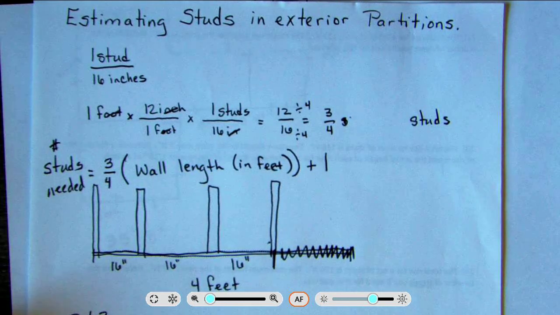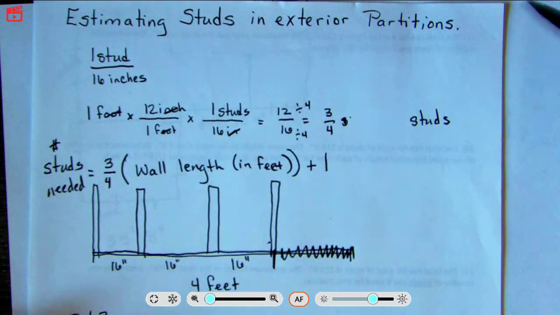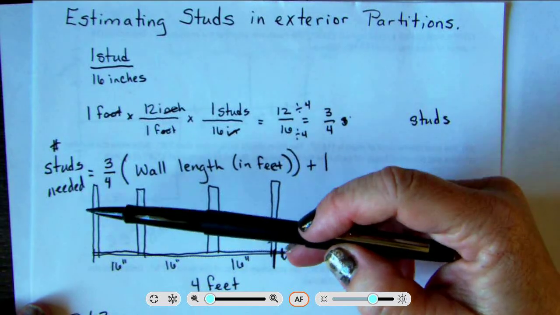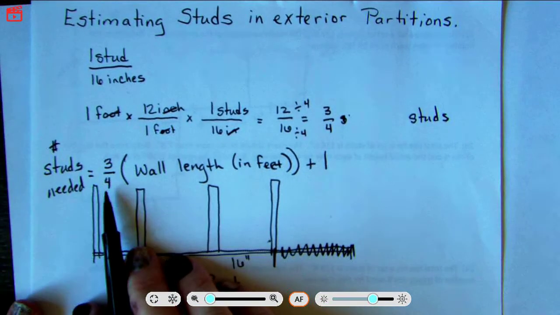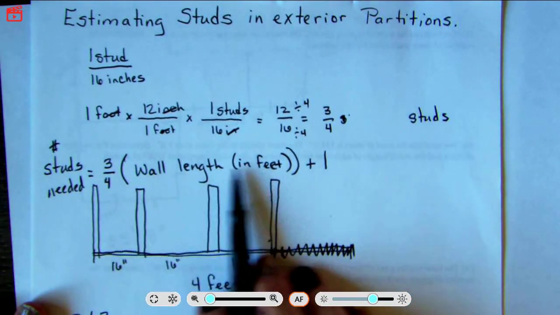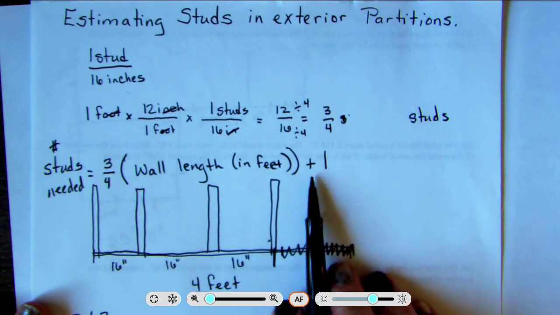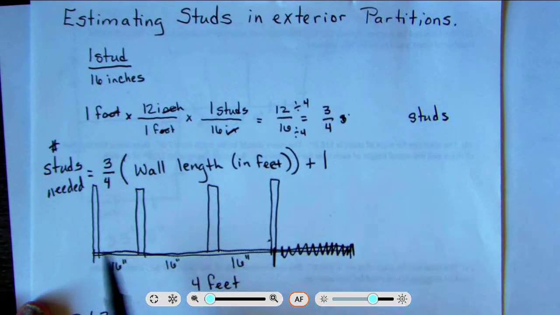Hi, this is video 2 on how to estimate studs. We're going to go through an example. I just want to remind you that to calculate the number of studs needed, we take 3/4 of the wall length in feet, and then again add 1 to give us that starting place.